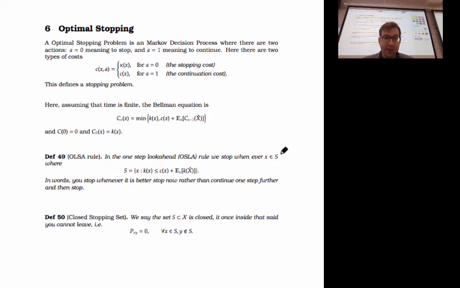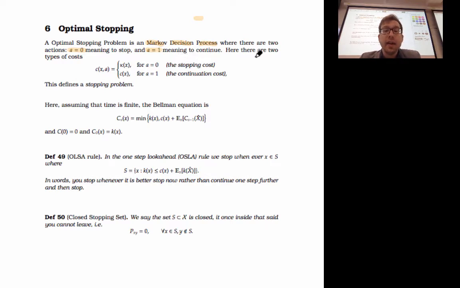So let's go through the optimal control stuff. All right, so optimal stopping. An optimal stopping problem is a specific type of Markov decision process where there are only two actions. So it's a very simple one. There's an action which means stop, which I'm going to call A0 here, it could be the other way around, and A1, an action meaning continue.